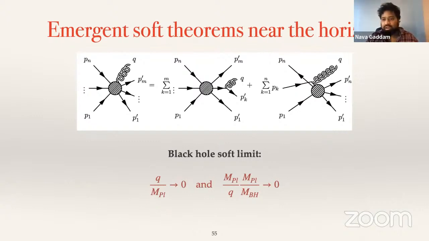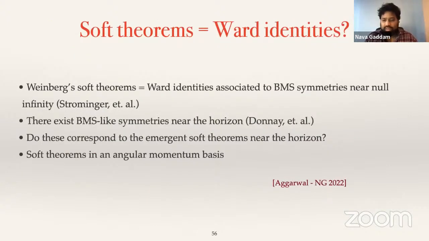And we're deriving this in an angular momentum basis because all the Feynman rules that I wrote down were in a partial wave basis. So it's very interesting to understand what these emergent soft theorems are. And for those of you that followed the literature relating to soft theorems that have a new avatar in the last decade or so, where soft theorems have been shown to be Ward identities, especially in flat space, there's a very nice paper by Strominger and collaborators, a series of them actually, where they show that Weinberg's soft theorems can exactly be shown to be Ward identities associated to BMS symmetries that appear at null infinity.